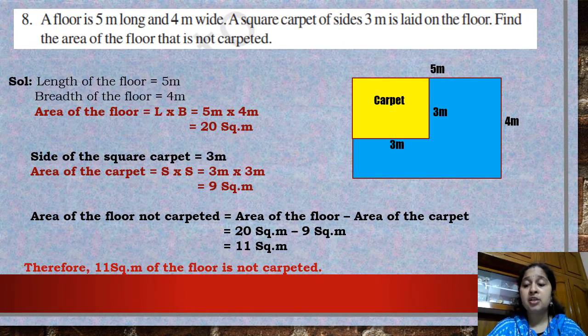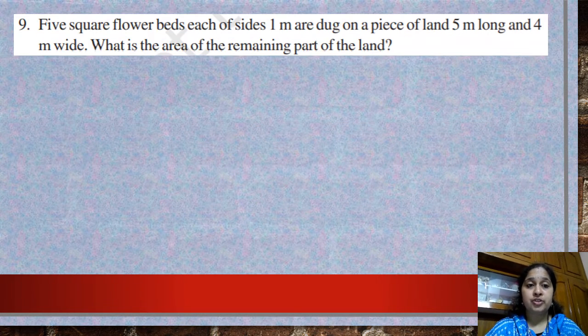Okay, children. So let's move on to the next question. I hope you understood this question. Let's move on to the next question. Ninth question. 5 square flower beds, each of size 1 meter, are dug on a piece of land 5 meters long and 4 meters wide. What is the area of the remaining part of the land?